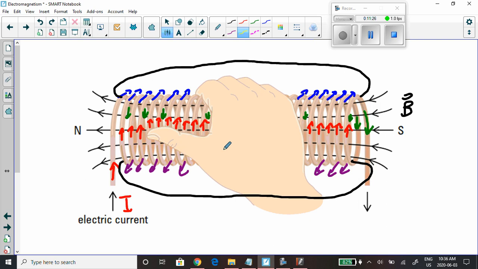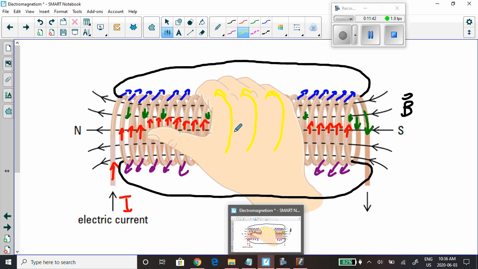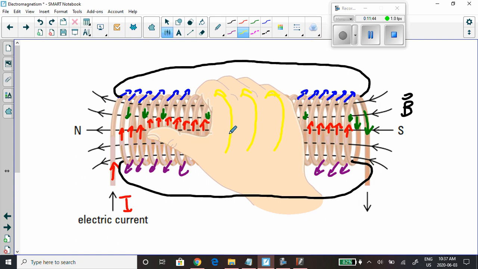So you want your fingertips to match with what is happening with the current here, which is up in front, into the page at the top, down in the back, and towards the front in the bottom. You want to match this with your fingertips. When you match that curling direction of the current in the coil, look where your thumb points. Your thumb is pointing that way.